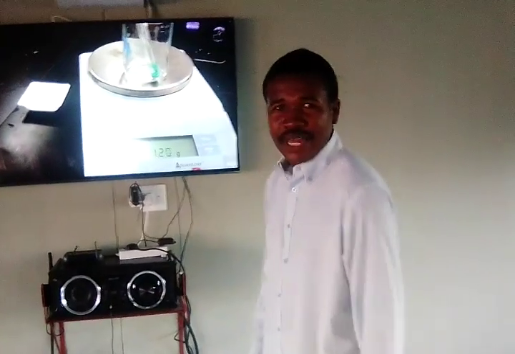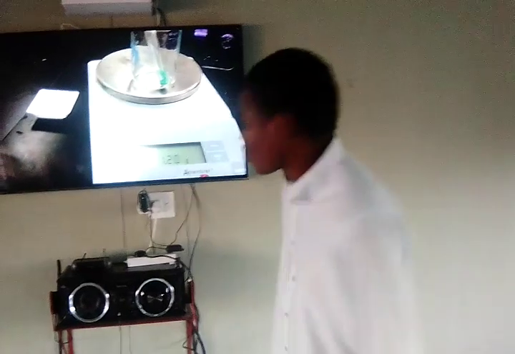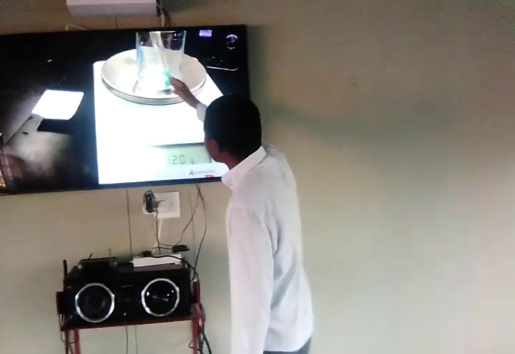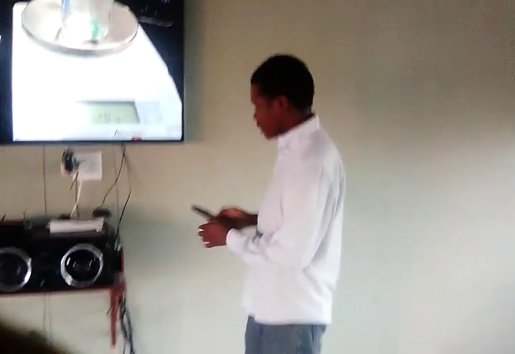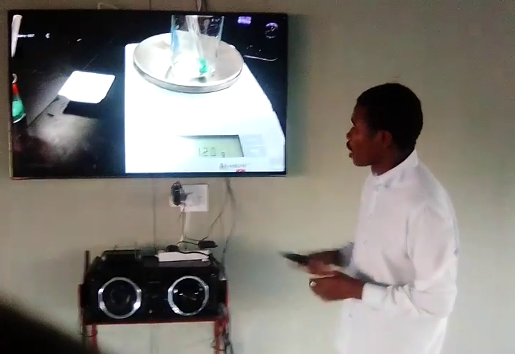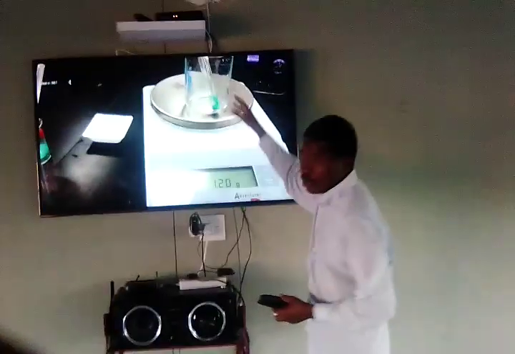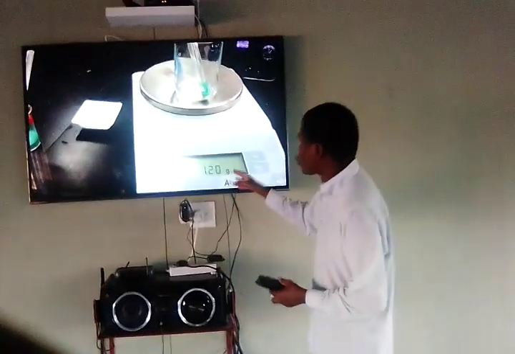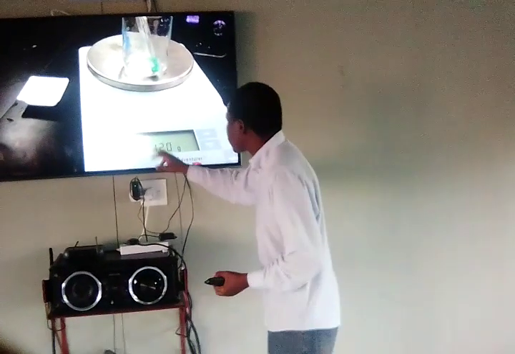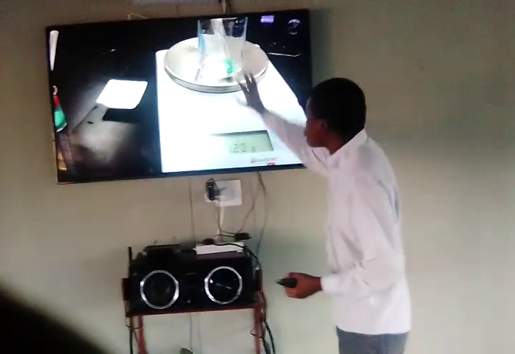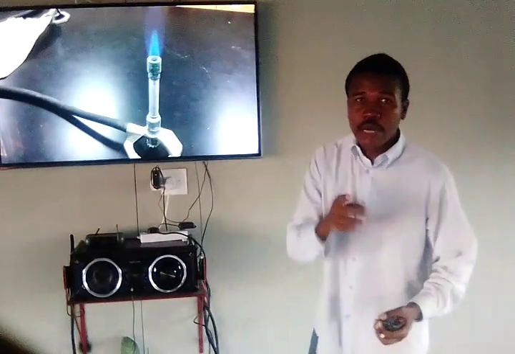Are there black and white cell phones? I hope you're able to see the color of the substance. This is the copper carbonate that is in this test tube. And that is the mass now of the copper carbonate: 1.2 grams of copper carbonate. Now we have recorded the mass of the copper carbonate.